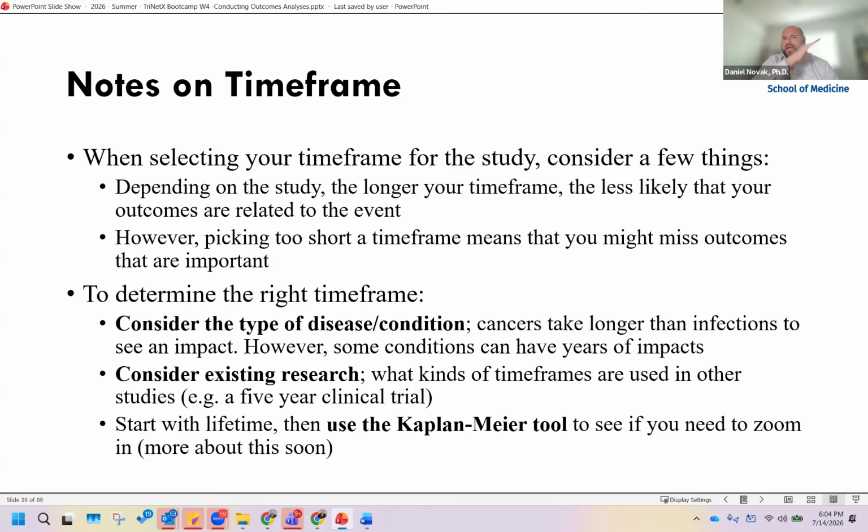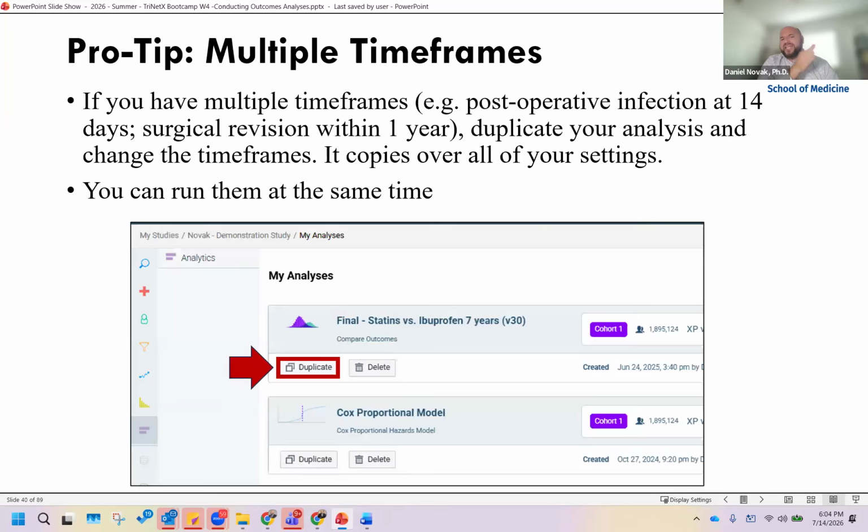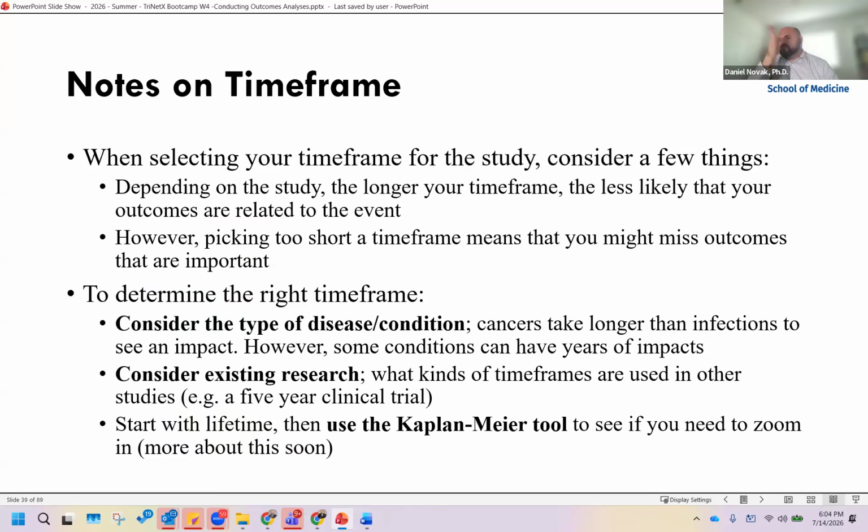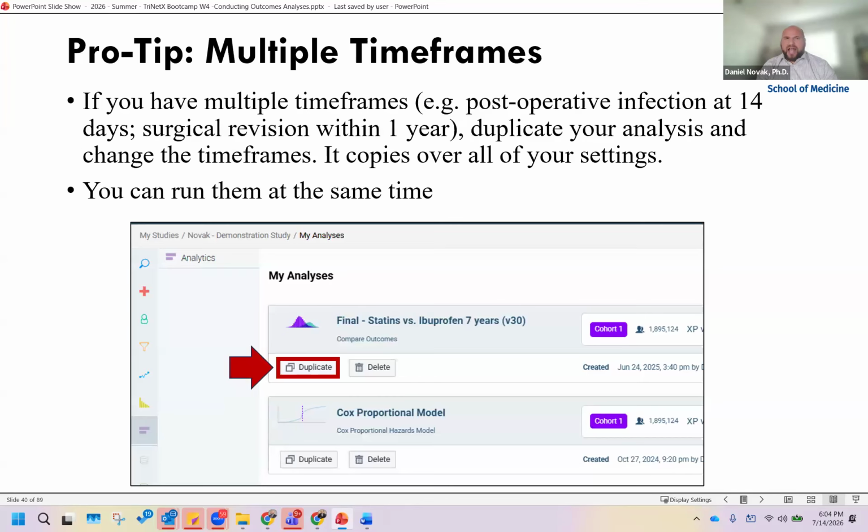So we're going to talk about this, but a Kaplan-Meier analysis shows you after how many days, what percentage of people have had this outcome. And sometimes it kind of flattens out. And that tells you that after 5 years, no more of your people are having that outcome. For example, we'll take a look at that in a moment. But the Kaplan-Meier tool can help you assess what a reasonable outcome time frame might be.